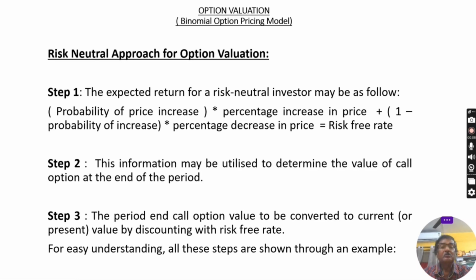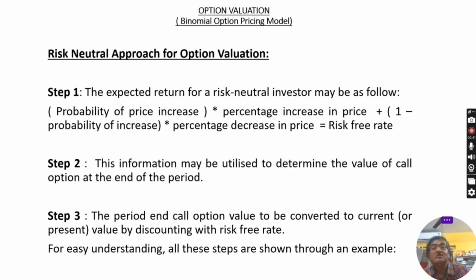In my previous video, I have already discussed options, call option, put option, and also the exercise price, etc. Hence it is understood that you have the idea or knowledge about the call option, put option, exercise price, etc.